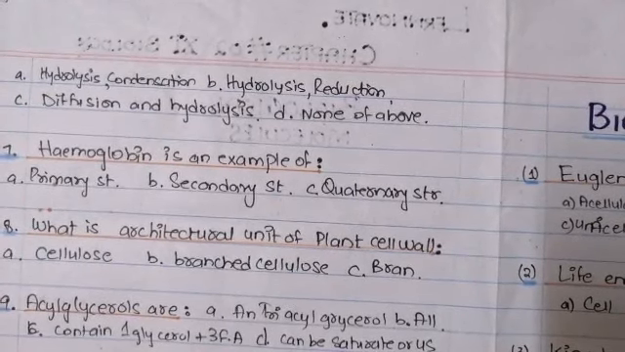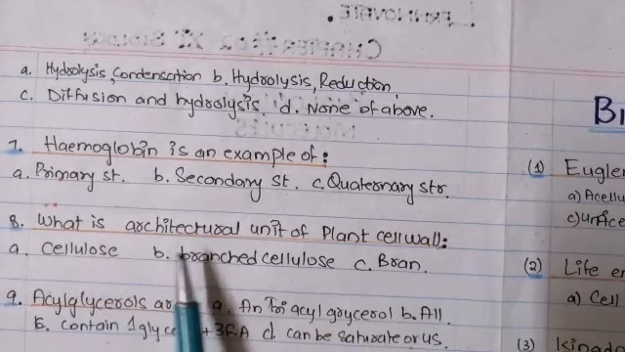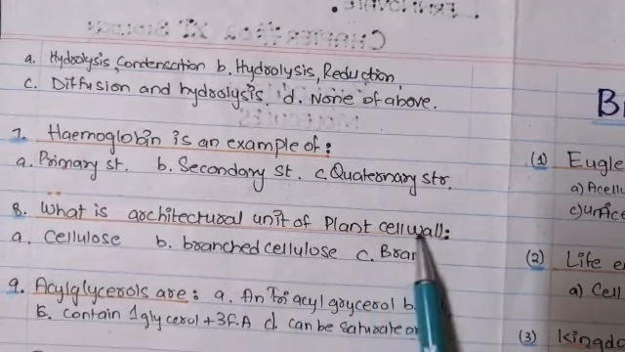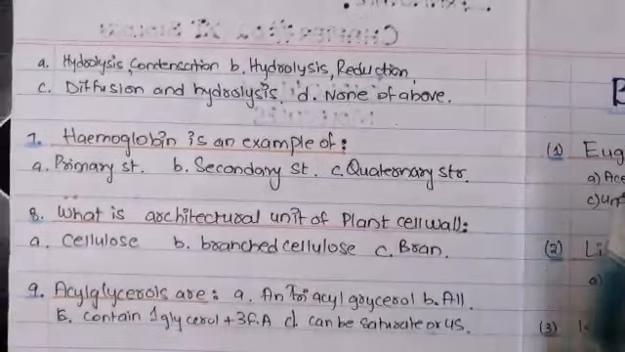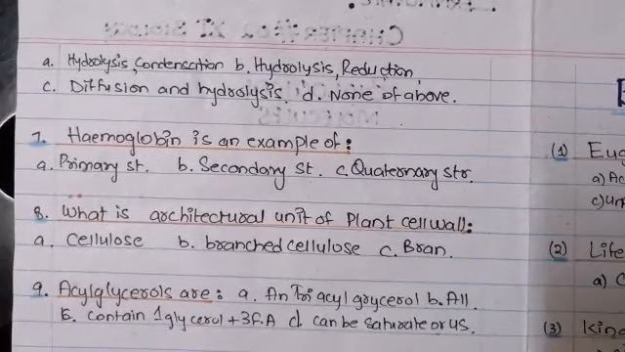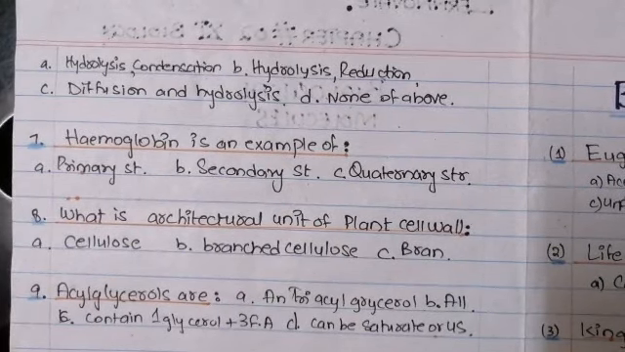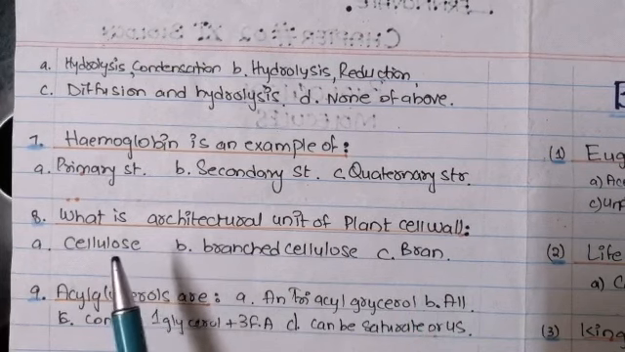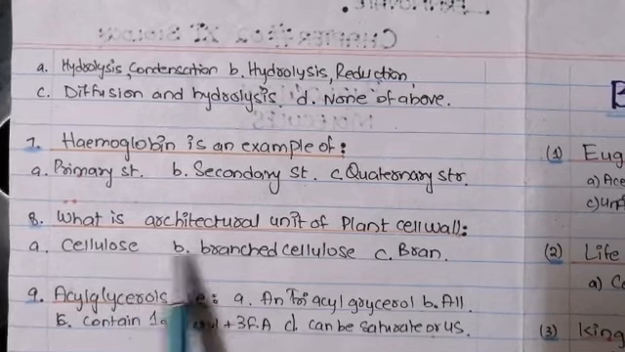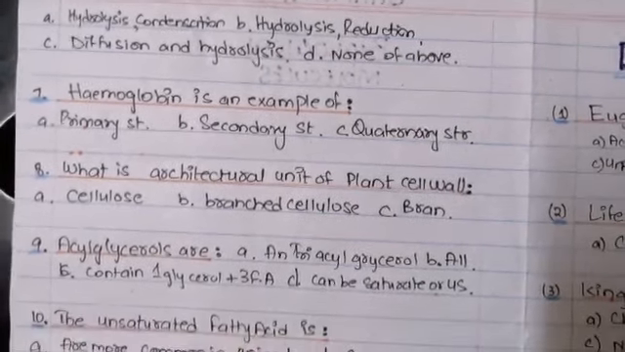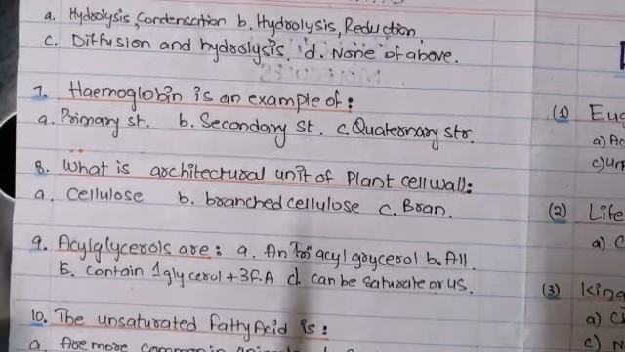Now coming to the next question, that is about what is the architectural unit of the plant cell wall. The plant cell wall, that is a specialized cell wall because the animal cell does not contain the cell wall. So the plant cell wall is formed from A. cellulose, B. branch cellulose, and C. bran. So the answer for this question is A, that is the cellulose. The plant cell wall is formed from the cellulose that is absent in the animal.